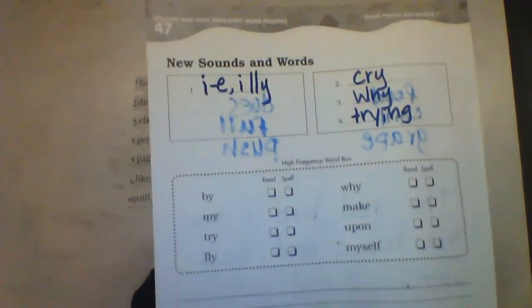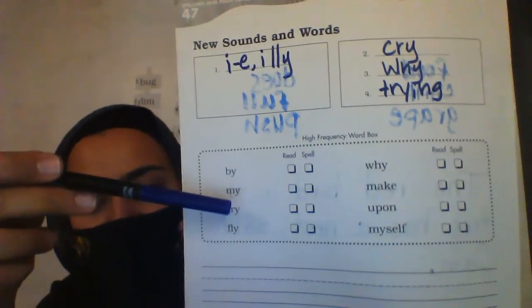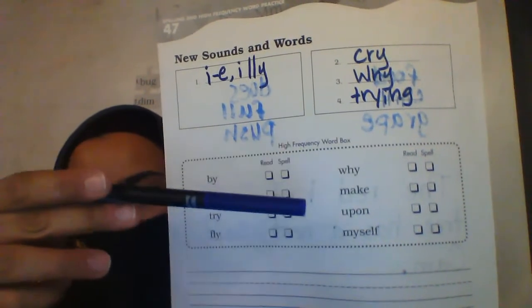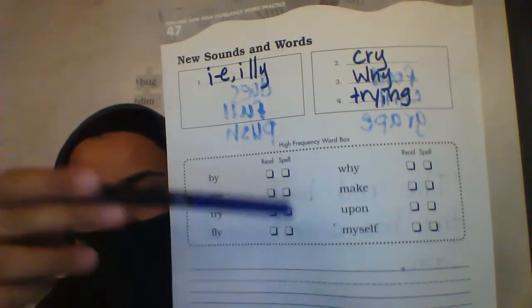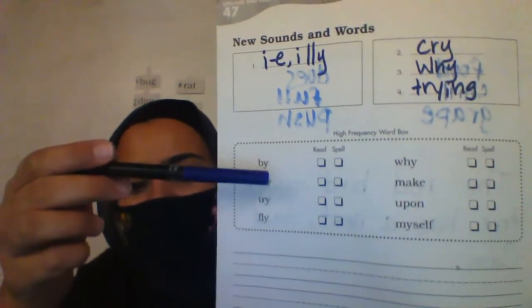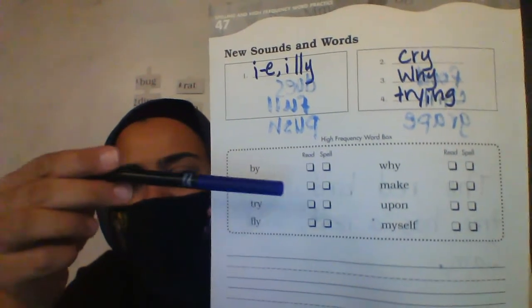T-R-Y-I-N-G. Now let's read these words together. By, my, try, fly, why, make, upon, myself. Now you need to write each word next to the word by yourself. And then you can check off the spell.